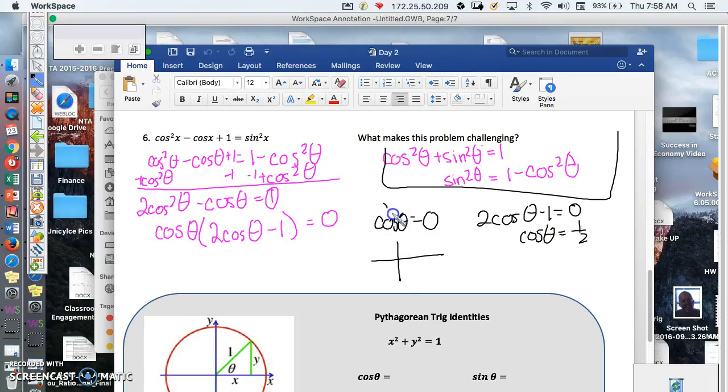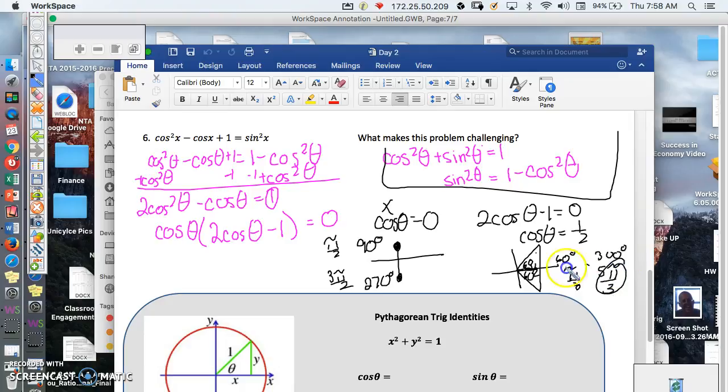So where is cosine or our x value 0? Well, here and here. So 90 degrees and 270. So we have pi over 2 and 3 pi over 2. And then where is it half? So if that's half, 30, so this would be 60 degrees. So we have 60 degrees and 300. So we have pi over 3 and 5 pi over 3.